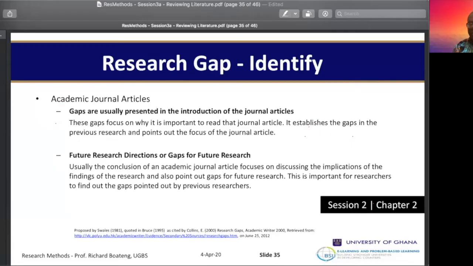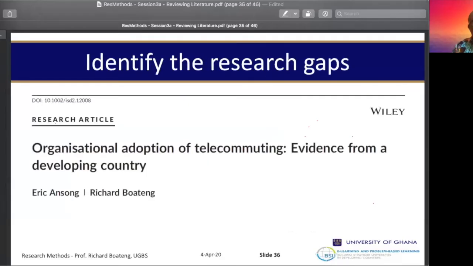This is important for researchers to find out the gaps pointed out by previous researchers. So I showed that one in the beginning of the session when I showed you using the stakeholder communication paper. And I've also shown you the same thing using the paper on triggers of entrepreneurship among creative consumers. We have also seen that there. Okay, now let's look at another one.